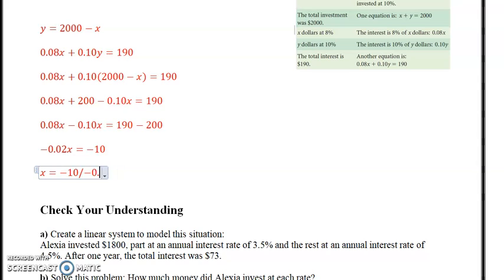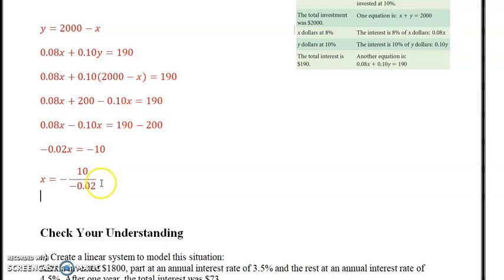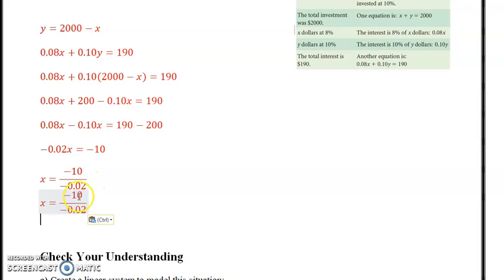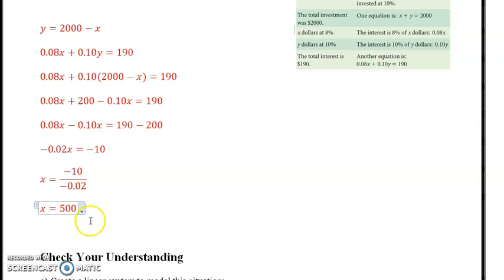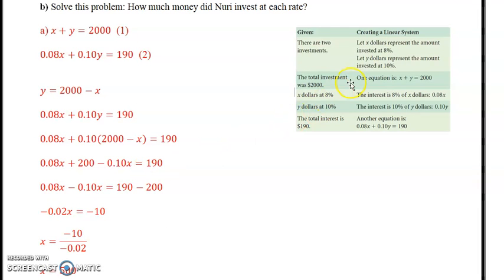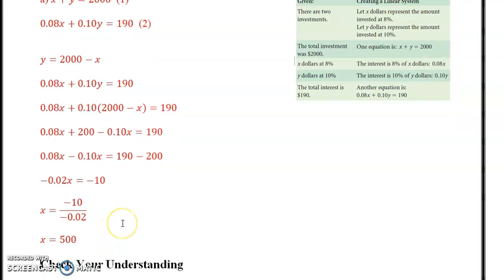Oh, got my decimals. There's a 0.2. Right? So it's a negative divided by negative, so we're going to end up with a positive value, obviously, because it's an amount of money. If not, we'd be in the negative here. And negative 10 divided by negative 0.01 is equal to 500. Okay? So that means that the amount of money invested at 8% is $500.